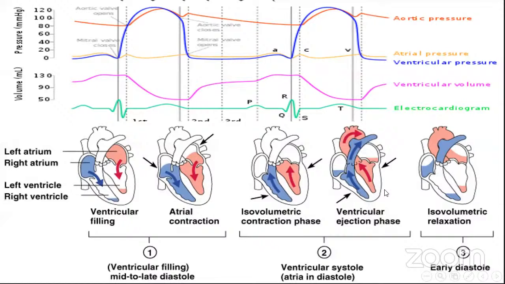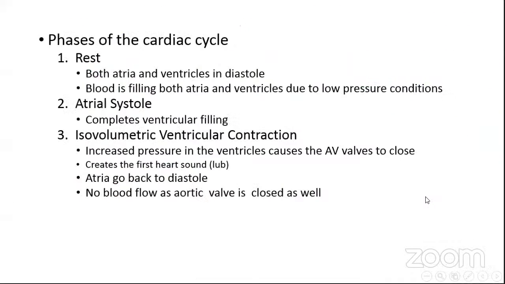When the ejection ends, the ventricle starts to relax, so the ventricular pressure falls below aortic pressure, and again we have the stage where the valves are all closed, isovolumetric ventricular relaxation. Quickly, we'll revise what we have said.